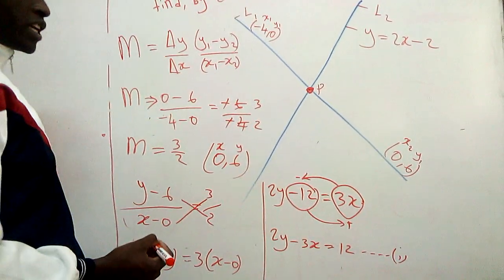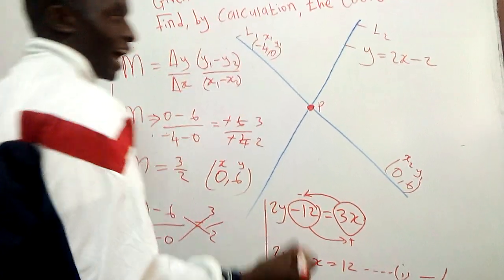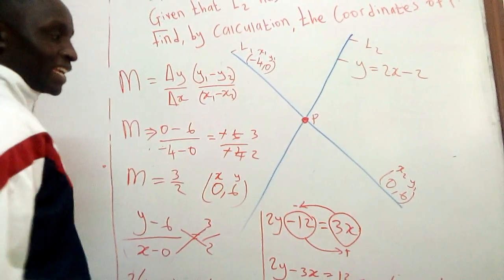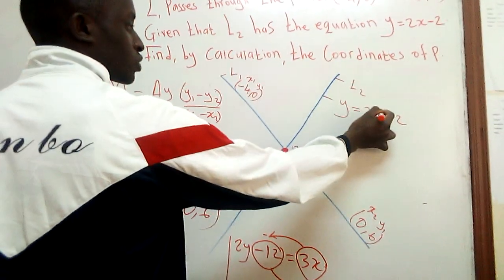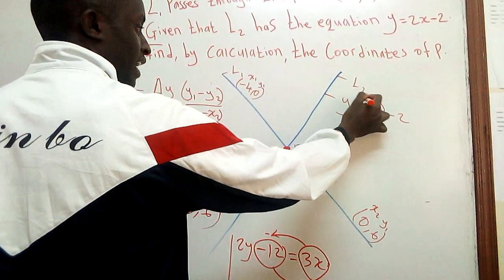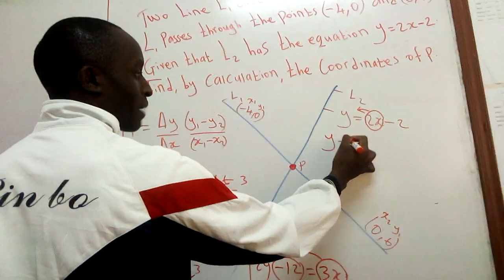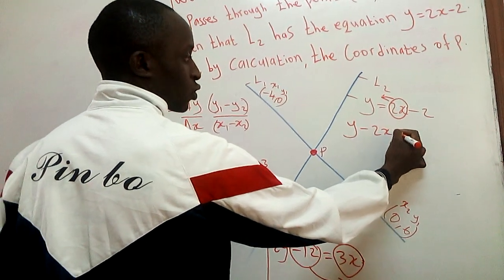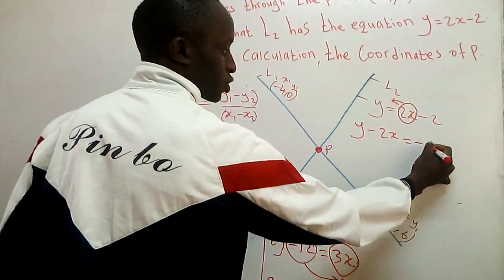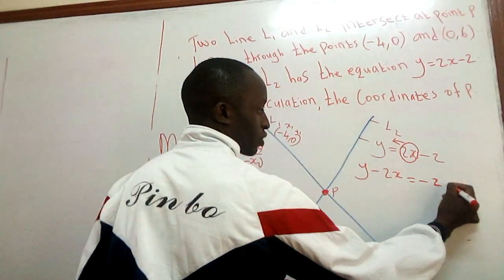The second equation, this is for L1. This is L1, and for L2 is this one. Again, I organize the equation for L2 whereby I take this one to the other side of the equal sign for me to have y minus 2x equal to minus 2. This is my second equation.